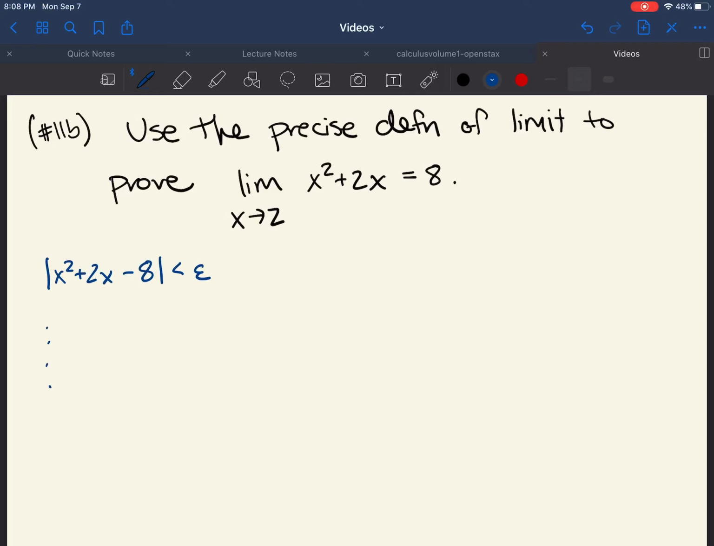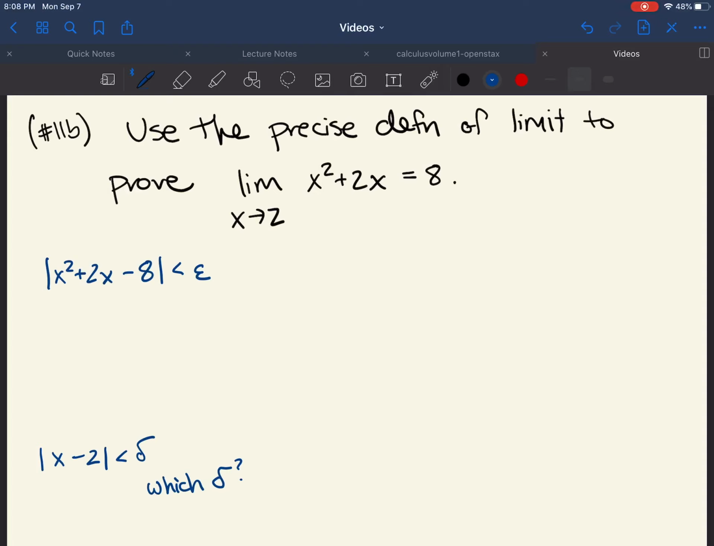But what we need to start with is x being close to 2, so |x - 2| being less than delta, and sort of work our way back up to the first inequality. So the question is always which delta will work, right? Epsilon is given to us and we have to figure out the delta. Okay, so let's simplify a little bit.